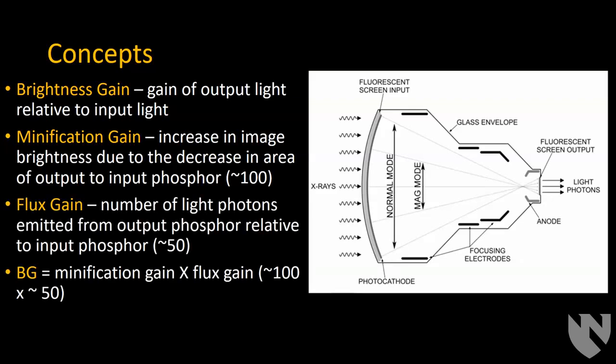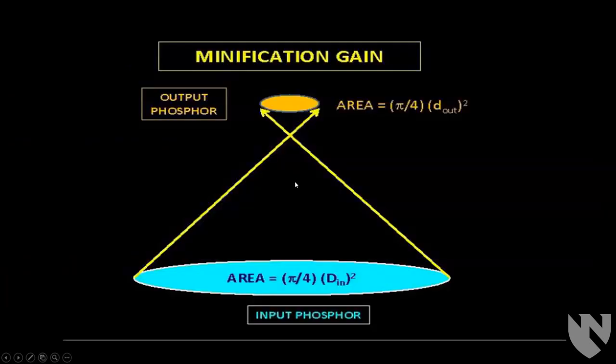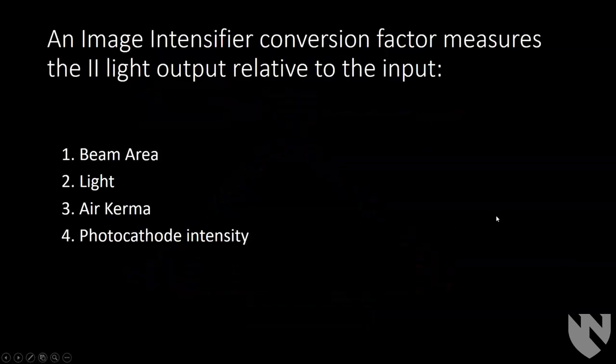Flux gain is the number of light photons emitted from the output phosphor relative to the input phosphor, and part of that is from the minification gain, and part of that is maybe from the acceleration there. And then the overall brightness gain would be the minification gain times the flux gain. So around 100 times 50 would be your answer there. So minification gain, again, you have a large area where the X-rays are hitting, and those create electrons that are focused onto a smaller area, and so you get a proportional increase related to the size of the areas.